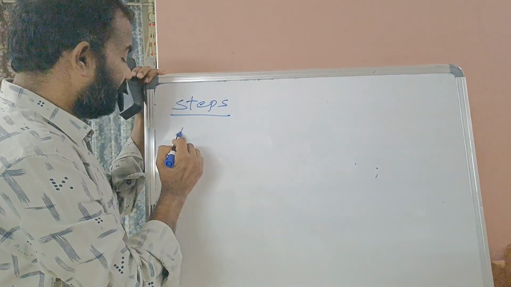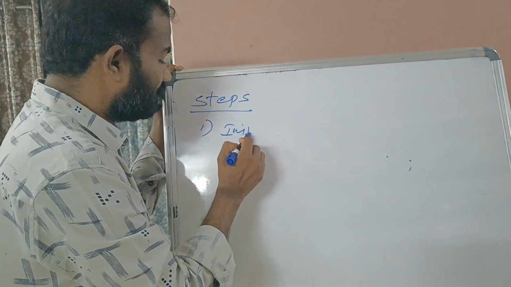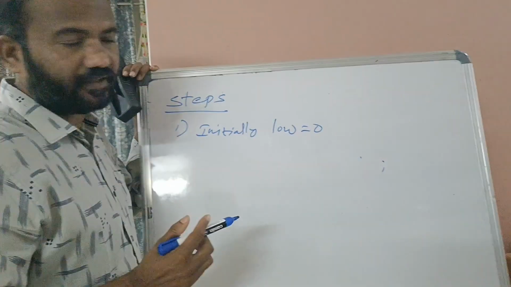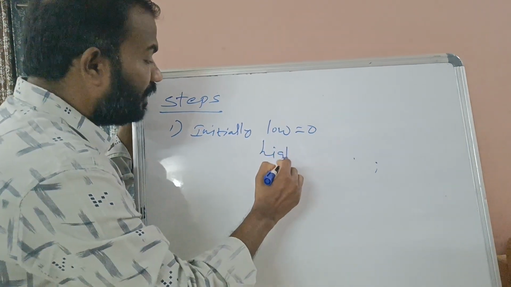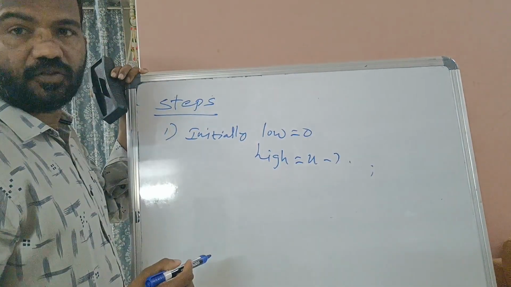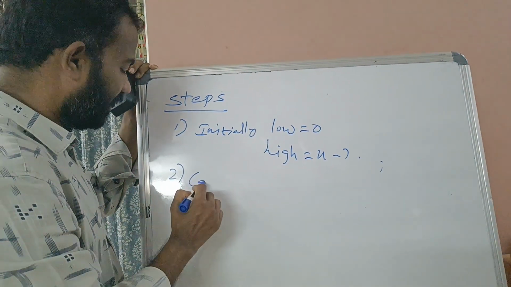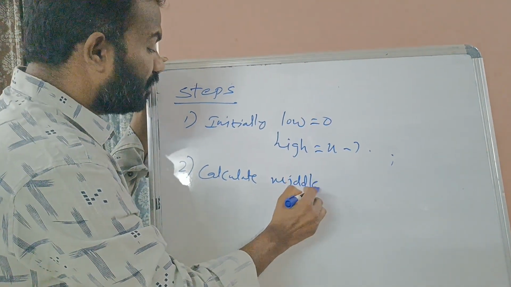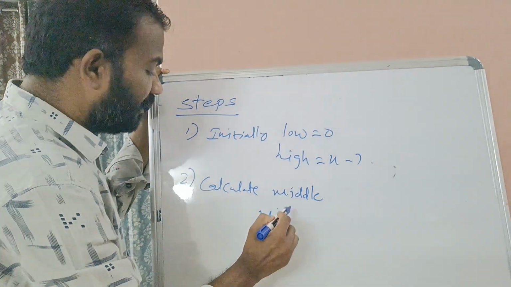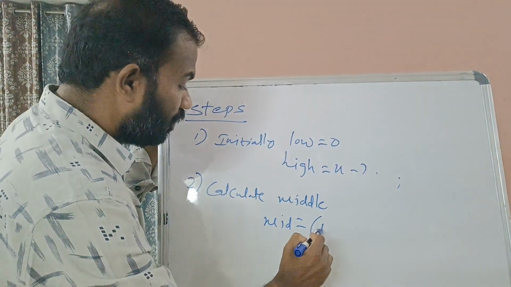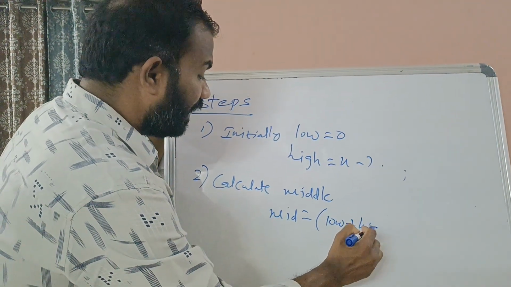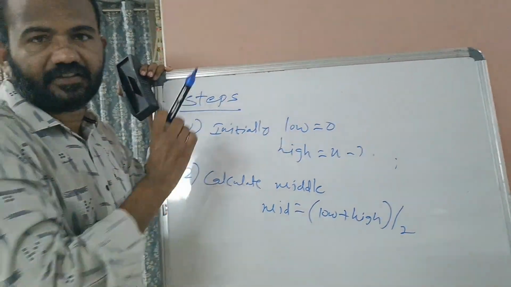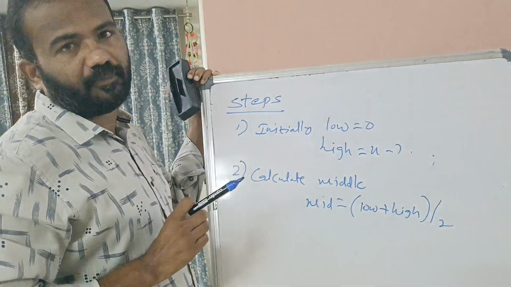Steps. Initially we have to take some variables. Low is equal to 0, that means the first element. High means the last element, that is n minus 1. In the second step we need to calculate the middle. How to calculate the middle? We can take mid also: mid is equal to low plus high by 2. So initially we know what is low, what is high, and finally we got the middle also.